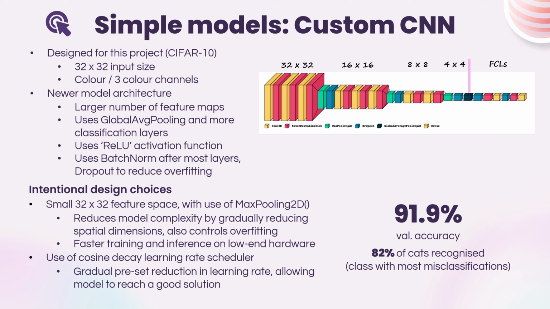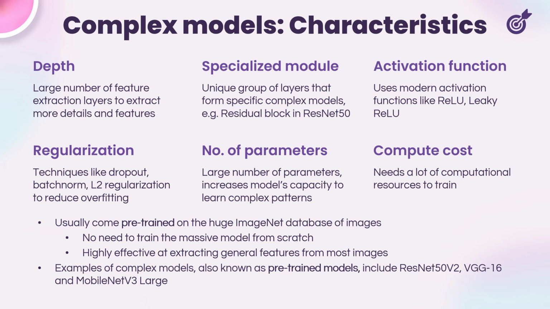The custom CNN uses a much newer model architecture with a larger number of filters per layer, use of global average pooling, ReLU activation function, and batch normalization, as well as dropout for regularization. As such, you can see the architecture over here, we get a much higher validation accuracy of 91.9%. If you look at the architecture, you may find this a little bit familiar. We actually adapted this from VGG, but made it more suited to a smaller input size of 32 by 32.